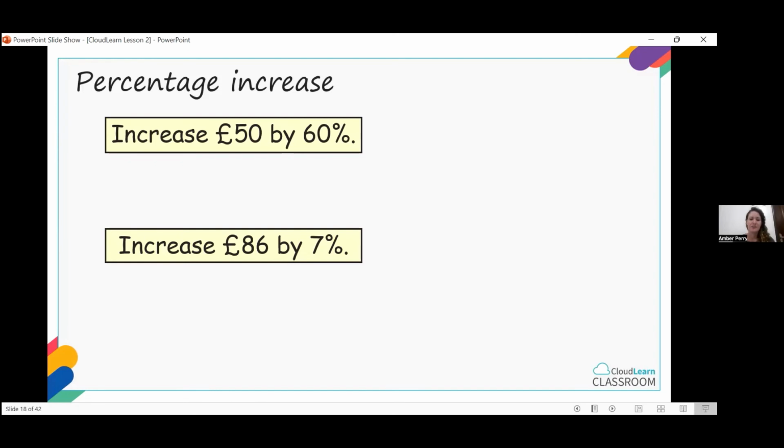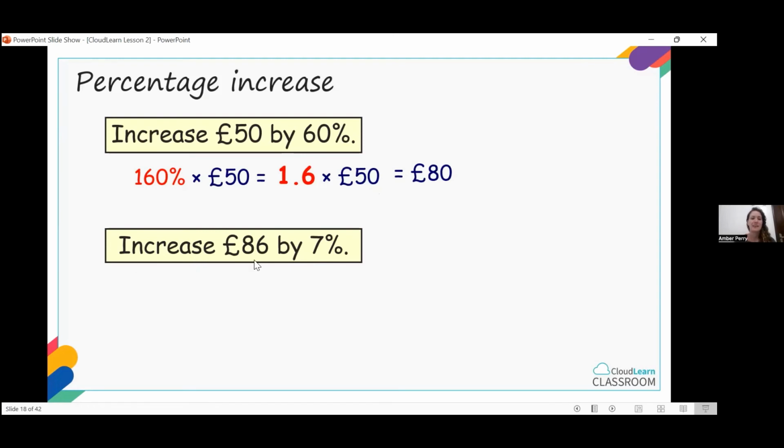If anyone wants to have a guess, write in the chat what they think that decimal would be, what they multiply 50 by. Excellent, well done. Yes, we're going to multiply it by 1.6. Great. So 1.6 times 50 turns out to be £80.